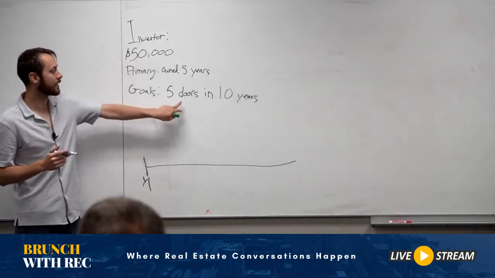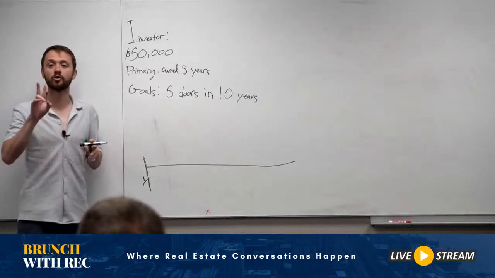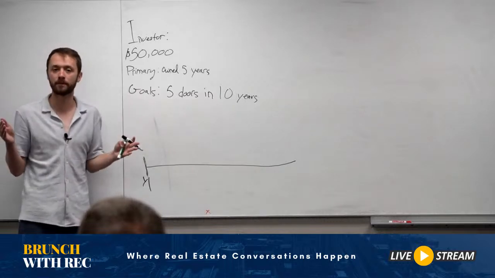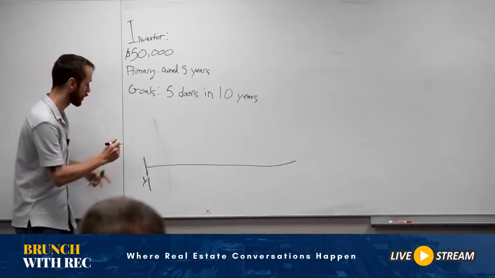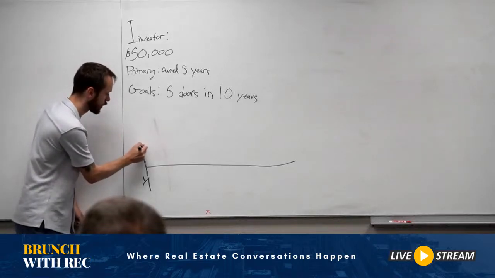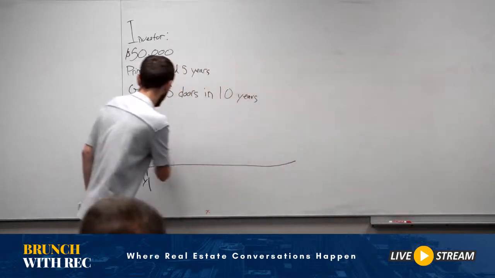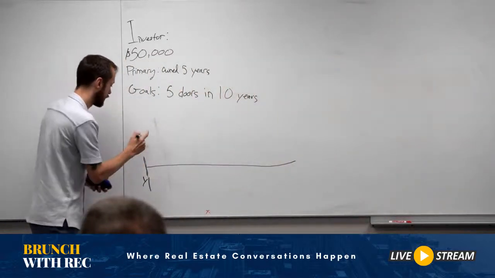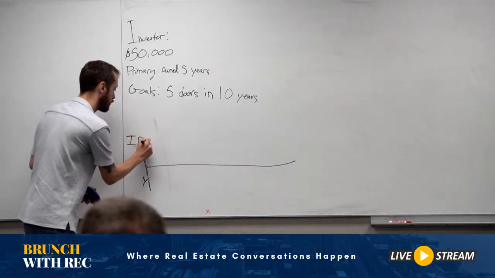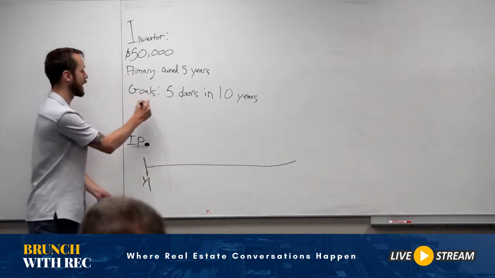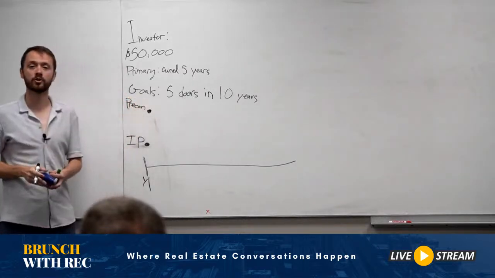Year 1, to get this 5 doors in 10 years, what I've seen investors do is buy 2 specific properties within that first year. That is a pre-construction opportunity and an income property. So we're going to put here in year 1, we're going to see an income property. So I'm just going to say income property here, year 1, as well as a pre-construction opportunity.